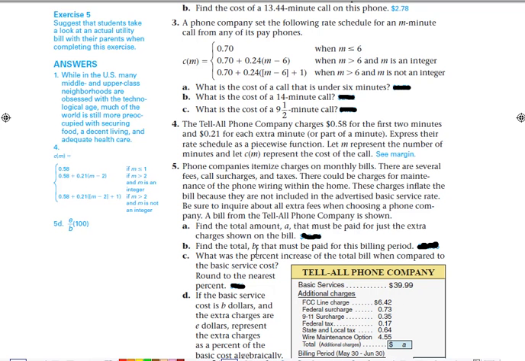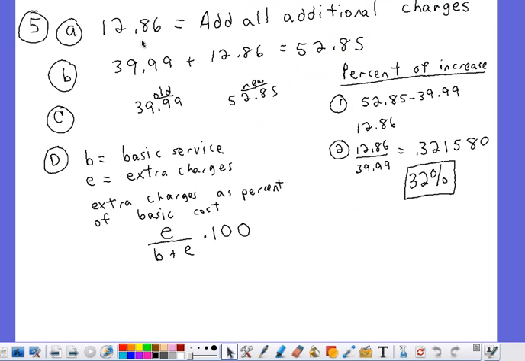Part B says find the total B that must be paid for this billing period. Well, basically, once you add up all those values, you're going to add that value plus your basic service fee. So let's pause and go to the slide. Okay, for 5A, when you add up all those additional charges, it's $12.86. For 5B, the $39.99 plus the $12.86, which is your additional fees, is $52.85. Now let's go and read Part C.